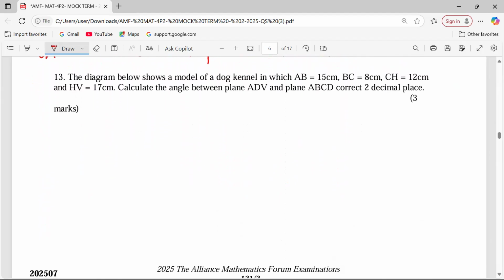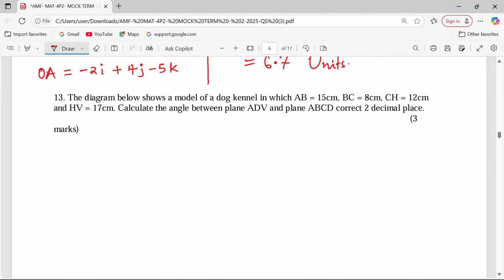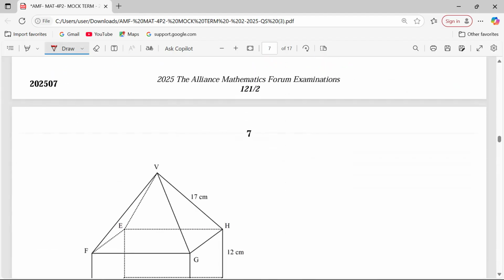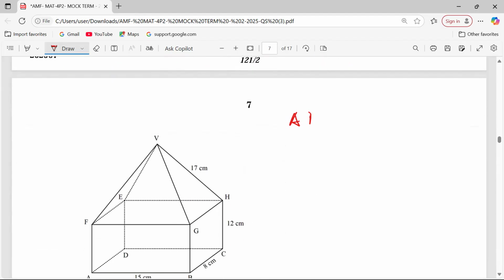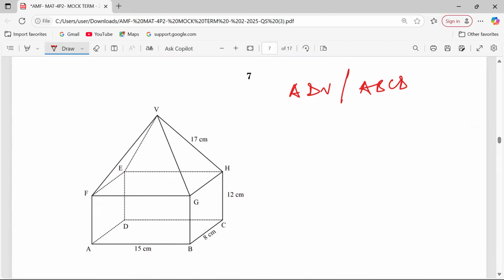Look at number 13. The diagram below shows a model of a dog kennel in which AB equals 15 centimeters, BC 8 centimeters, CH 12 centimeters, and HV 17 centimeters. Calculate the angle between ADV, that's a plane, and also the plane ABCD, correct to 2 decimal places. ADV and ABCD are the planes we are finding the angle between.